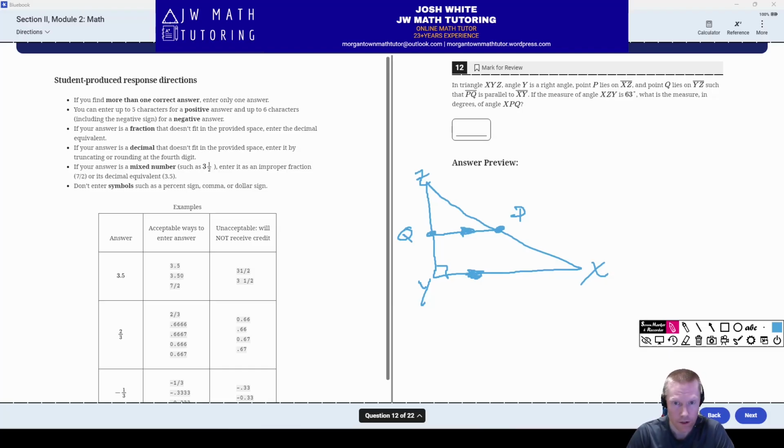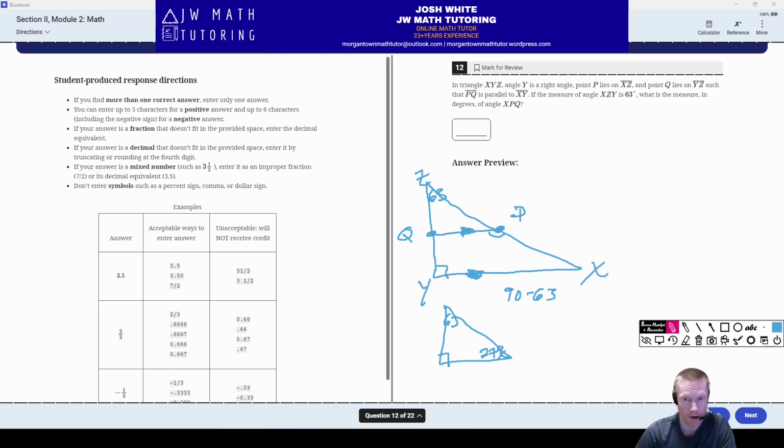Angle XZY, so at the top here, we have 63. What is the measure of XPQ? All right, so we're looking for this angle right here. That's what we want to report as our answer. So this one's actually not that difficult. If you look at the overall large right triangle, we're going to see that you have a right angle, a 63-degree angle, and then an unknown angle down here. Okay, so the 63 and this unknown angle together obviously have to add up to 90 degrees. So that means this angle is just going to be 27 degrees. Basically just 90 minus 63.